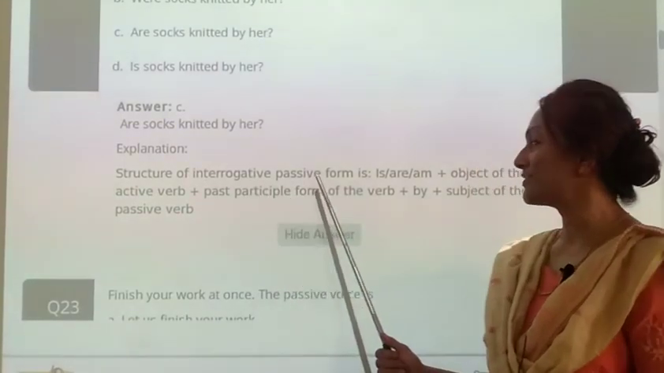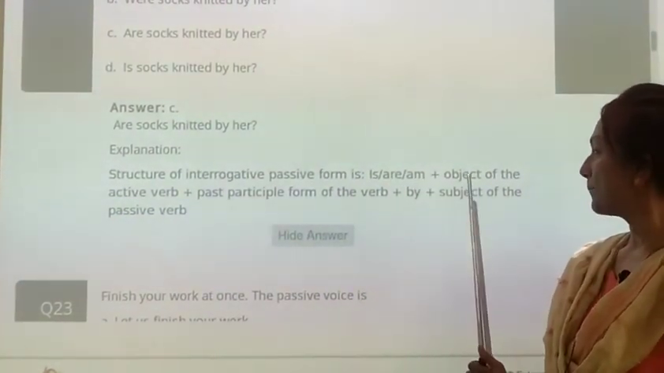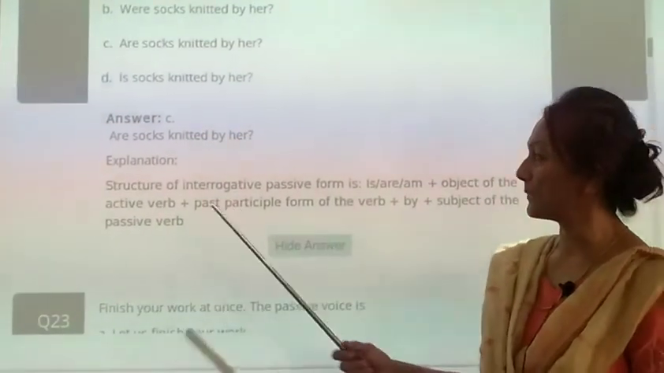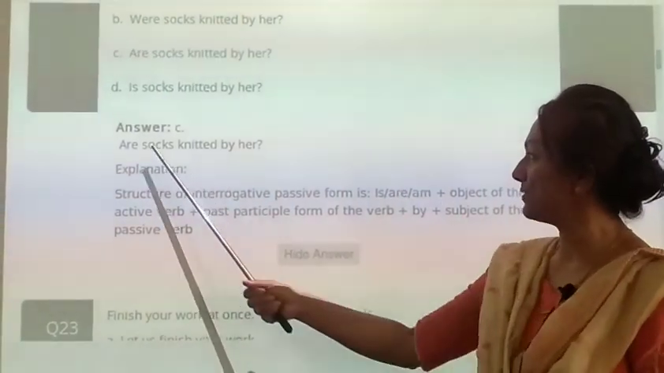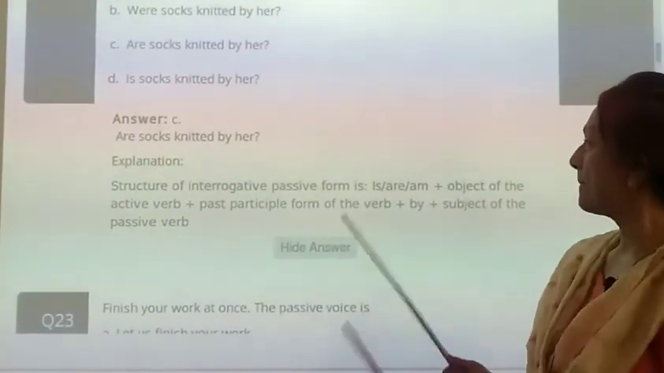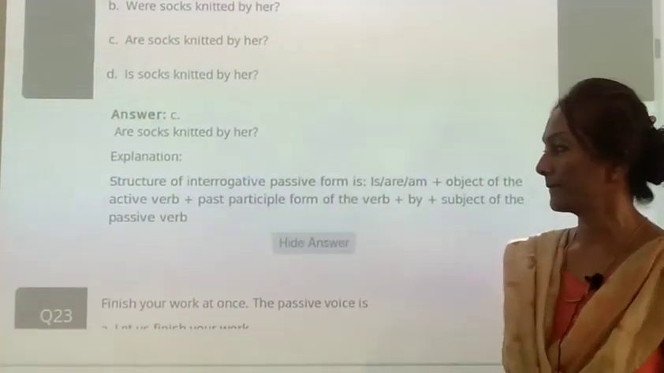The structure of the interrogative passive form is, is, are or am, plus the object of the active verb, plus the past participle. See, is, are, am, so here we have are, plus object, socks is the object, plus past participle, knitted. So that's the answer.